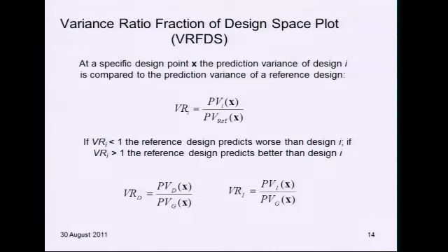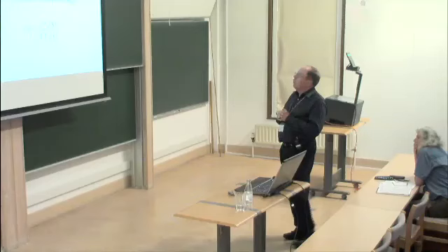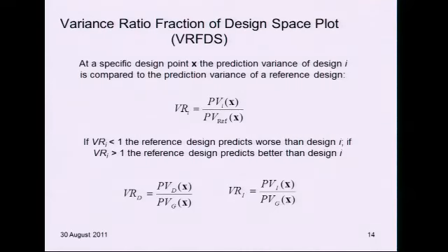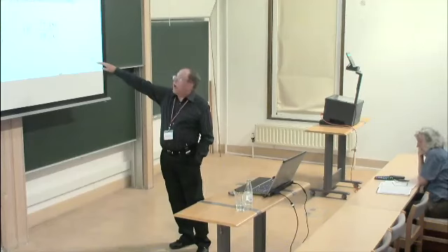Okay, what we did is we compared these G-optimal designs that we found to D and I optimal designs, and we did it with this variance ratio FDS plot. To calculate this quantity, for a given design point, you find the prediction variance for design I, and you compare that to the prediction variance at the same point for whatever reference design you want. And we compared D to G and I to G in these 2 variance ratio plots.